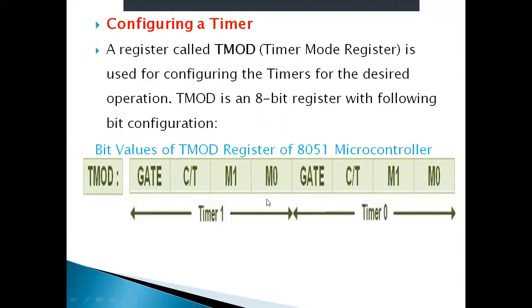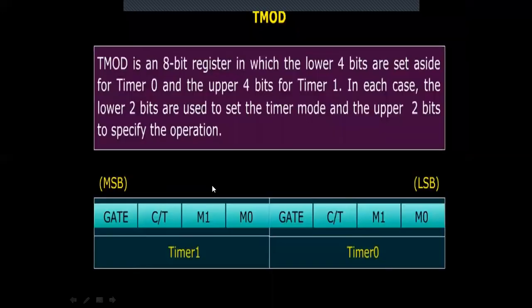Here you can see 4 bits are divided for timer 0 and timer 1. The lower nibble is for timer 0 and the upper nibble is for timer 1. The lower nibble and the upper nibble are exactly the same. It contains the same 4 bits. So TMOD is an 8-bit register in which the lower 4 bits are set aside for timer 0 and the upper 4 bits are set aside for timer 1.